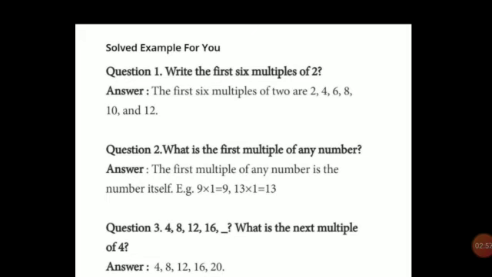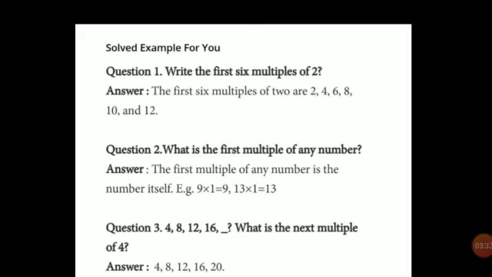Some solved examples for you. Question number 1. Write the first 6 multiples of 2. So, what will you do? You will read the 2 times table till 6. Why till 6? Because you have to write the first 6 multiples of 2.